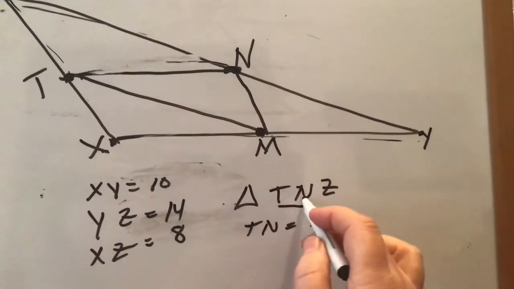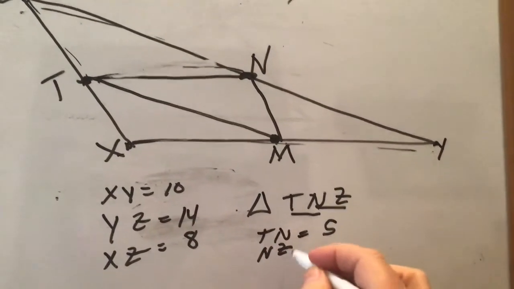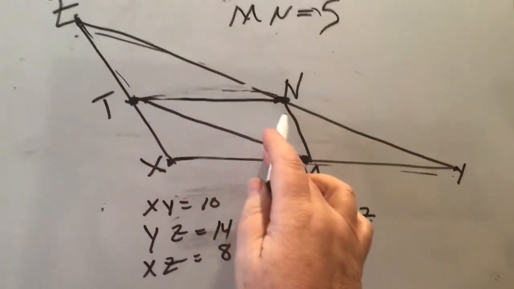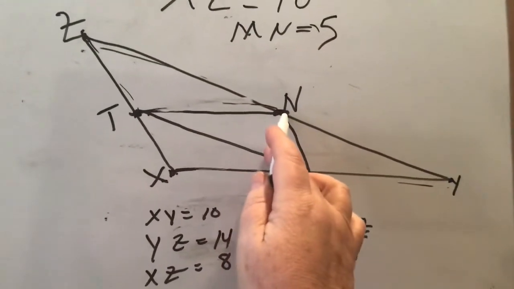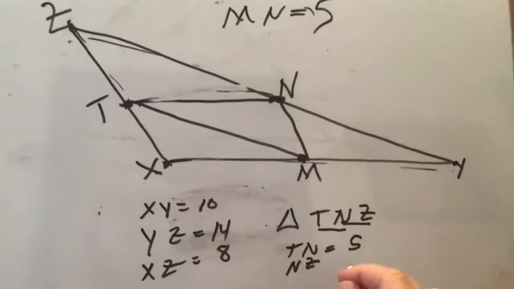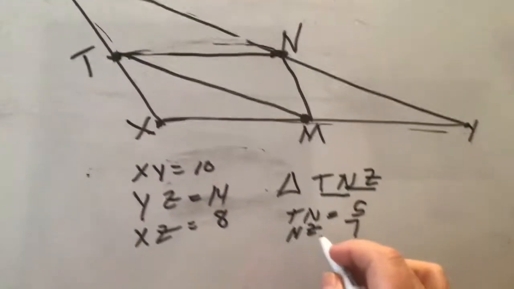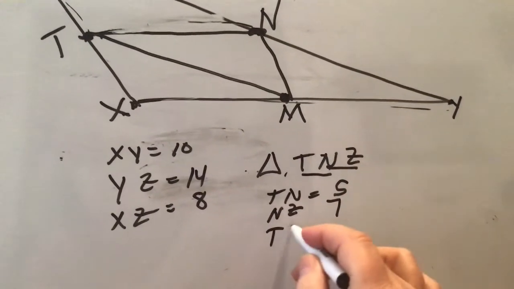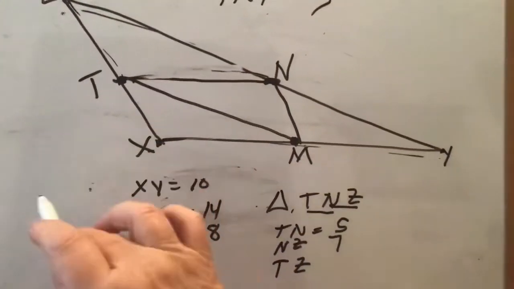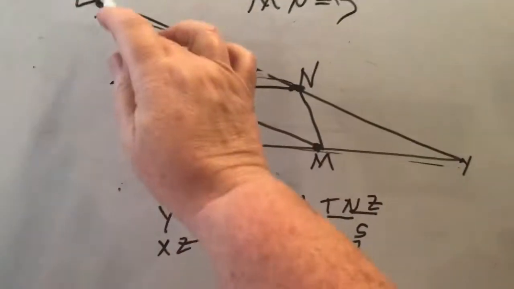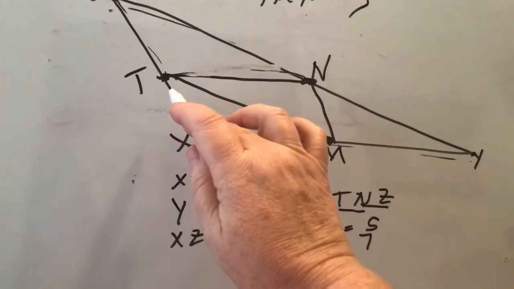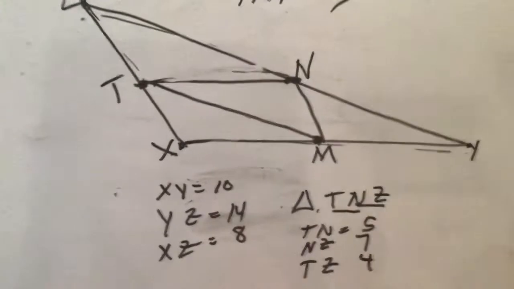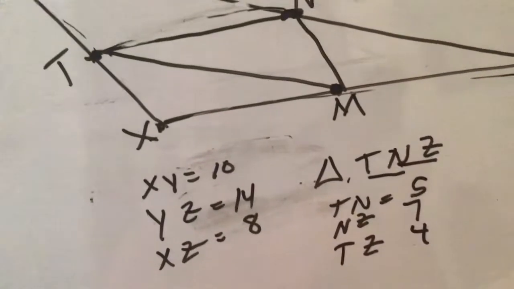And then we're going to do NZ. So here's NZ, so it's 1/2 of ZY. ZY is 14, so that's 7. And then we're going to find TZ. So TZ is here, and it's going to be 1/2 of ZX, and ZX is 8, so that's going to be 4. So each one is just 1/2 of the other one.